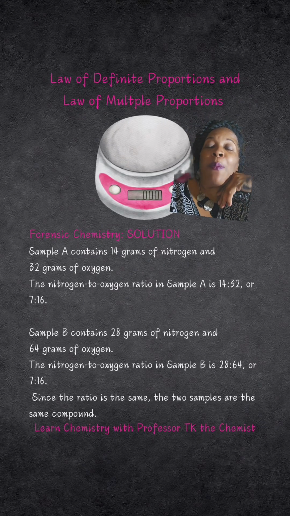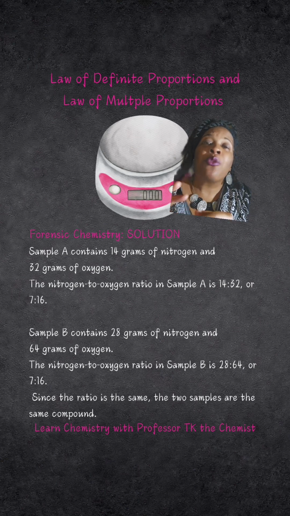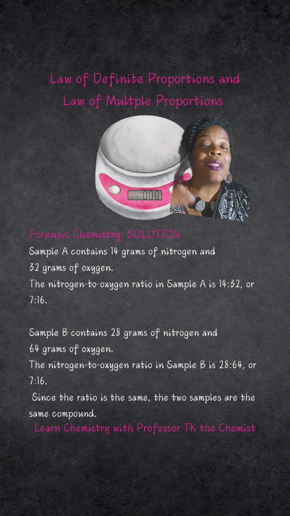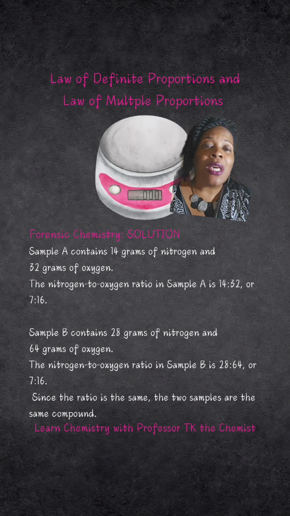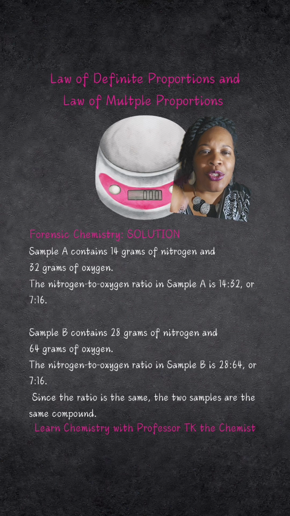Here we go. Sample A contains 14 grams of nitrogen and 32 grams of oxygen. We told you that. So all you have to do is put the ratio of nitrogen to oxygen. So you're going to take the sample A and say it's a 14 to 32 ratio, or reduce it down to 7-to-16. Now, how do we reduce it? Because we divided both numbers by the number 2, and 14 divided by 2 gives you 7. 32 divided by 2 gives you 16.